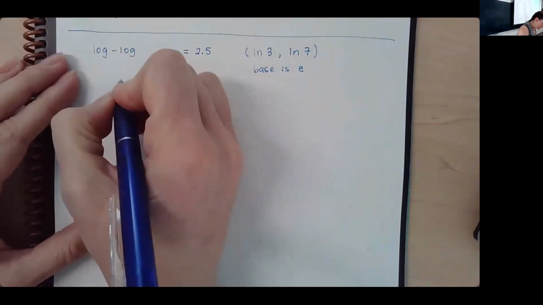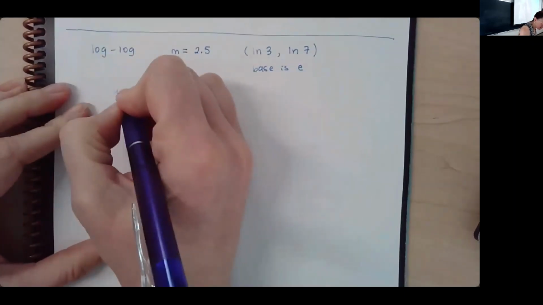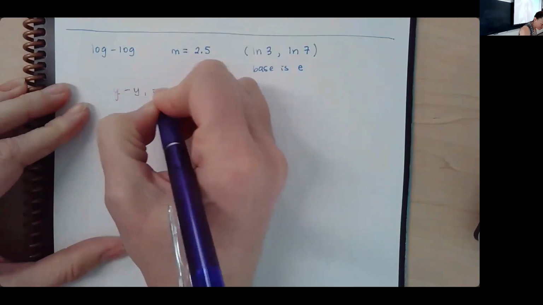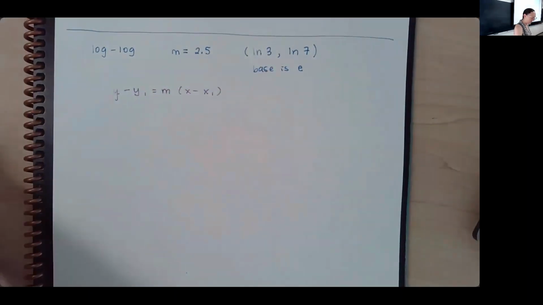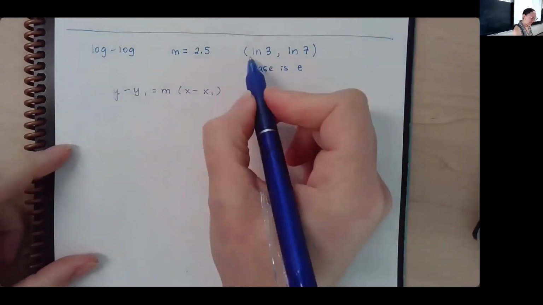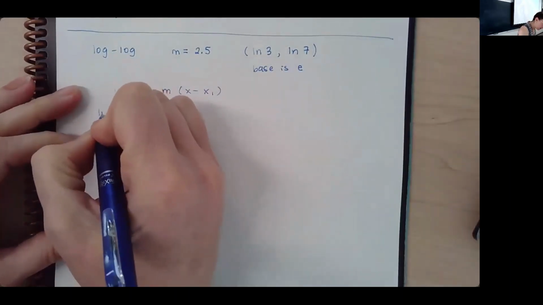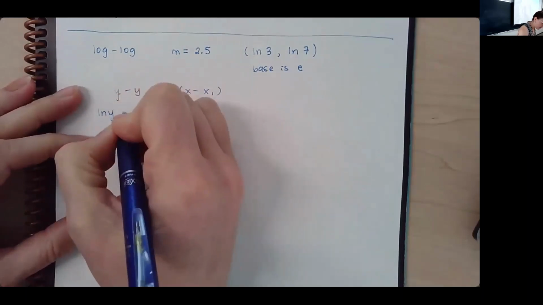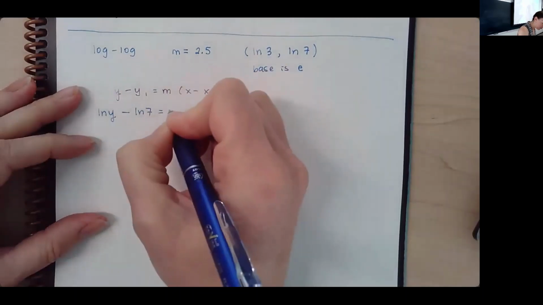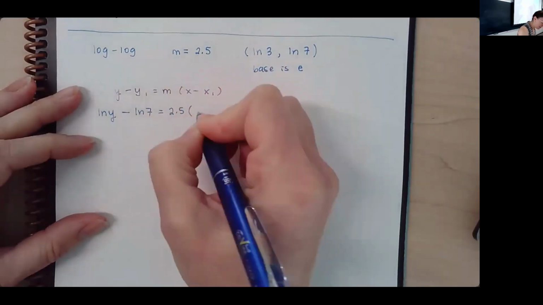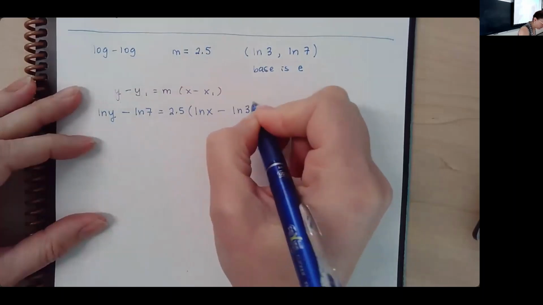So now my base equation of a line formula that was y minus y1 equals m times x minus x1. Now that I know it's base e and I've got my points as ln's of stuff, this is going to look like ln of y minus ln of 7 is equal to that slope times ln of x minus ln of 3.